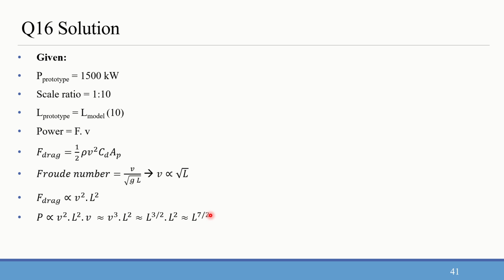So this is our ultimate proportionality, that power is proportional to L^(7/2). That is the only thing which we need to frame from this particular question. So what is given, we are asked to take Froude number similarity in the question itself. We are given the prototype power as 1500 kilowatts and scale ratio is given as 1:10. So length prototype is equal to 10 times the length model.